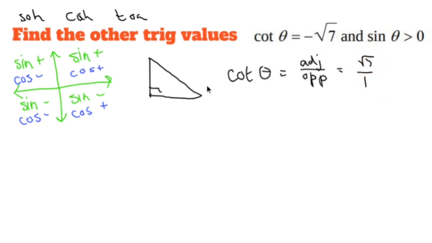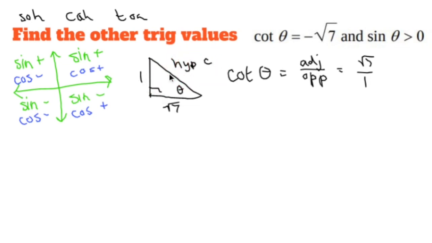So according to this, if this is theta, and it doesn't matter which one theta is. If you're wondering which one you should call it, it doesn't matter at all. If I have theta, according to what I just said, the adjacent side is going to be root 7, and the opposite side is going to be 1. That leaves me with the hypotenuse, which I'm going to call C.